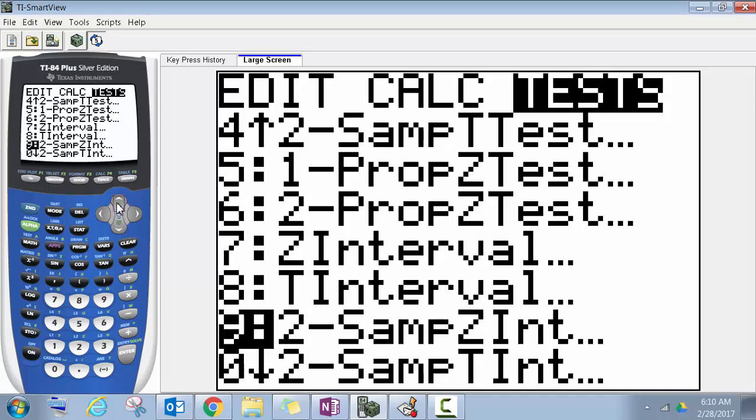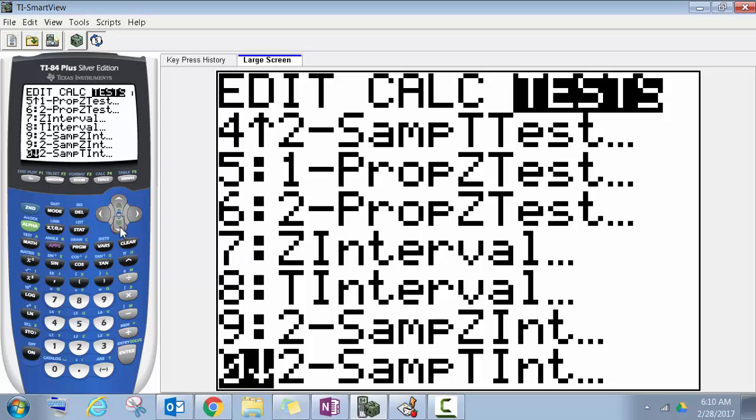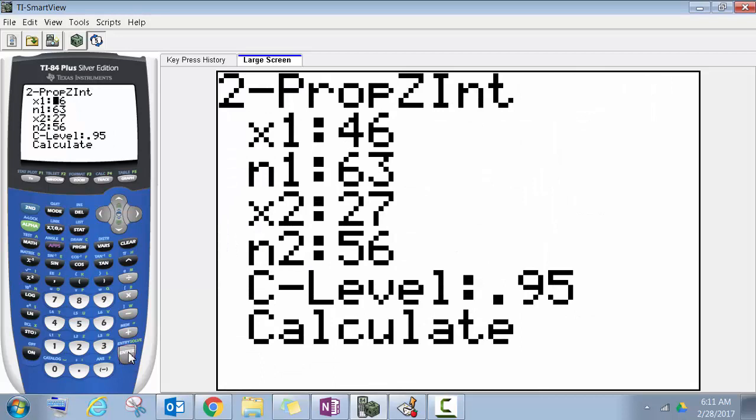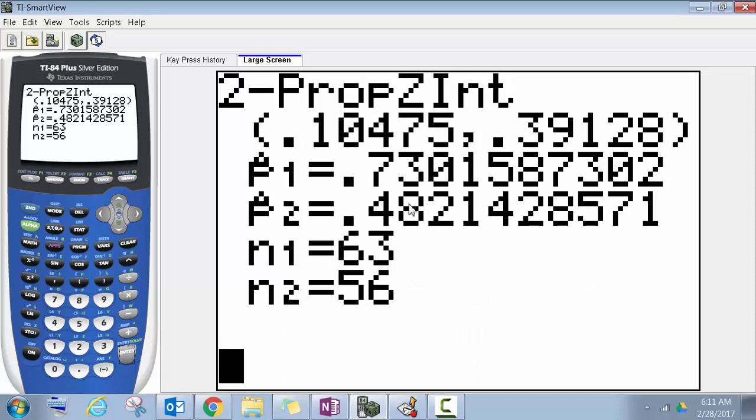And the reason I realized that I was doing the wrong one, two proportion z interval, there we are. The reason I knew I was doing it wrong is because it asked for a hypothesis. And we don't have a hypothesis when we're doing confidence. All right, so our numbers are still in there. We just have to change our confidence level. And that's about the same thing we got when we did it by hand, 0.104, 0.391.